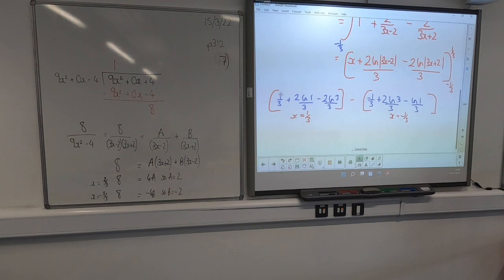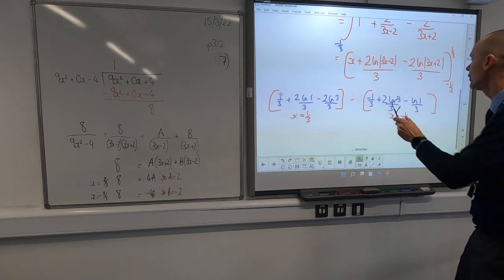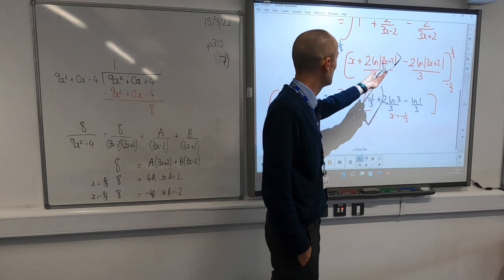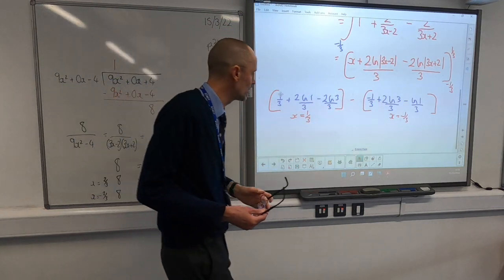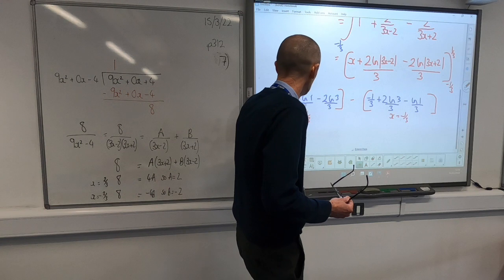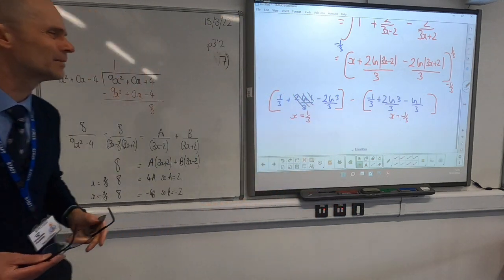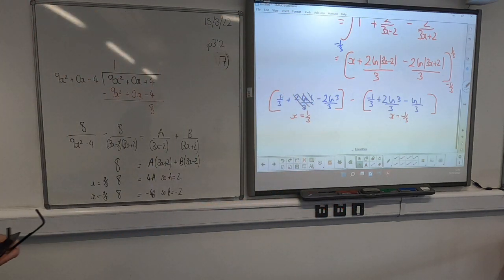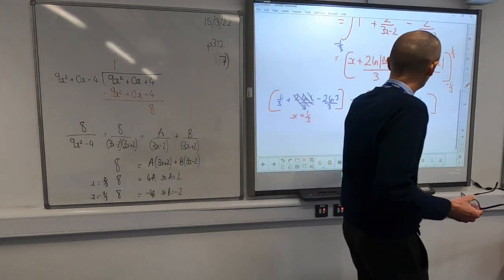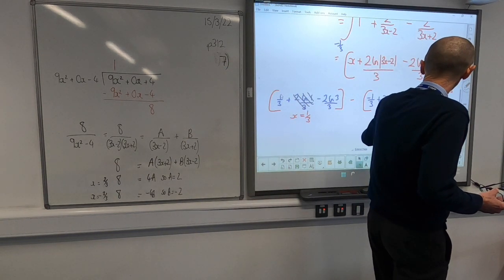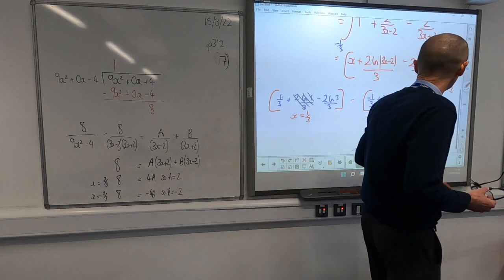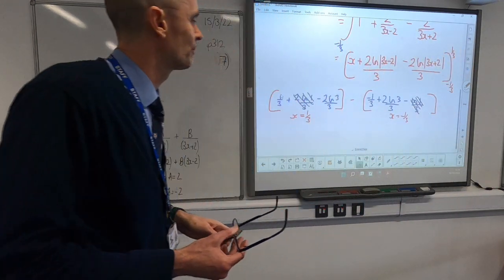So the modulus means I don't have to deal with any negatives. So although x is a third makes that equal to -1, I just use ln of 1. And that's great news, isn't it? Because ln of 1 is 0. So that term's going to disappear. And over here, when x is minus a third, so that's -1 plus 2, which is ln of 1, and that's 0 as well. So that term disappears.